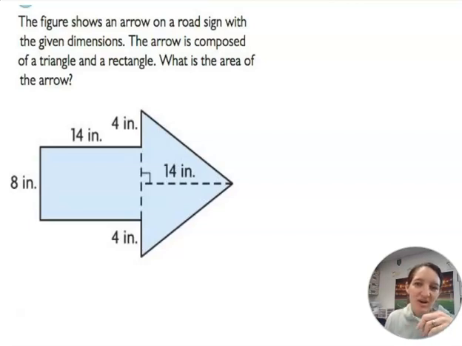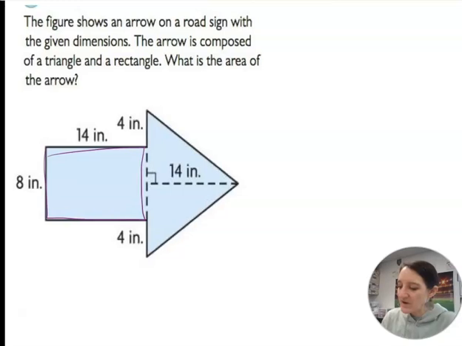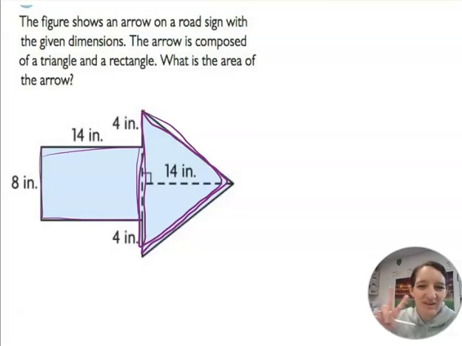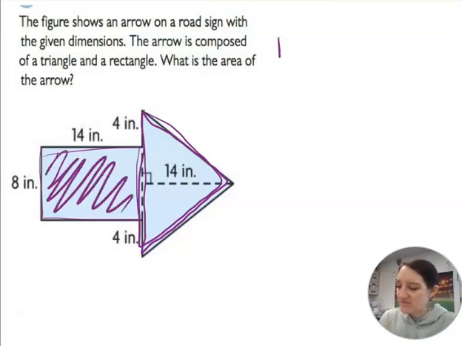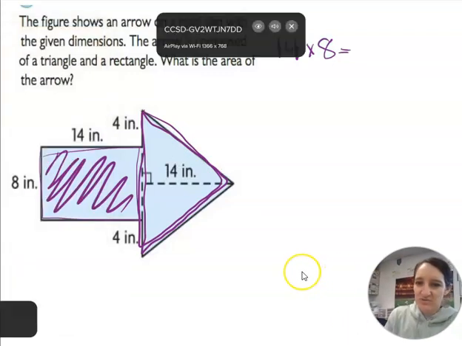I want to see if you can do it on your own. So you have a couple options. You can do that rectangle right there, and then do a triangle right there and a triangle right there, right? Two triangles. Or if you want to do this whole triangle right here, that's probably what I would do, because then I only have to find the area of two shapes, right? Okay, so let's start with the rectangle right here. That would be 14 times 8, which is 112.